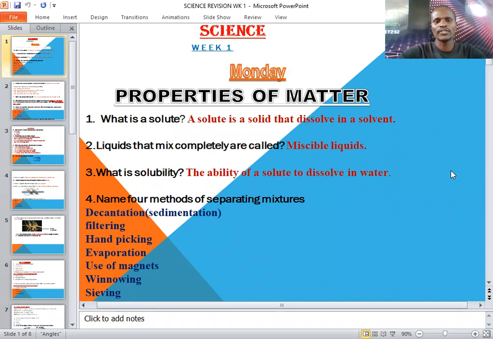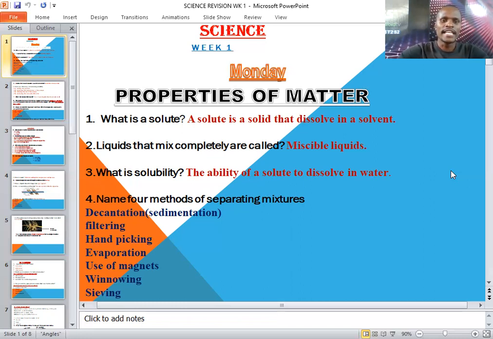So we said that we have those kinds of solids that if you put them in a solvent, they dissolve. For example, salt. If you take salt and put it in water, salt will dissolve. Therefore, solutes are those solids that dissolve in solvents. Remember, solvents are liquids in which these solutes dissolve.